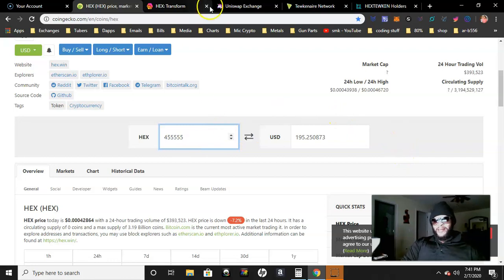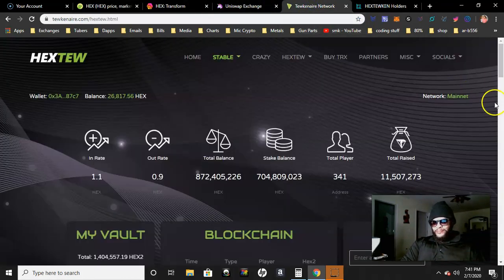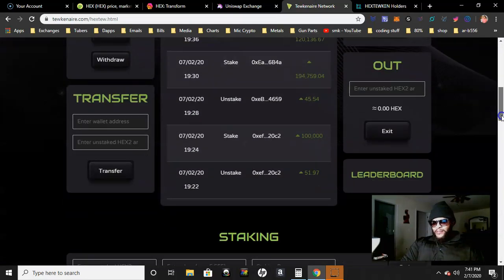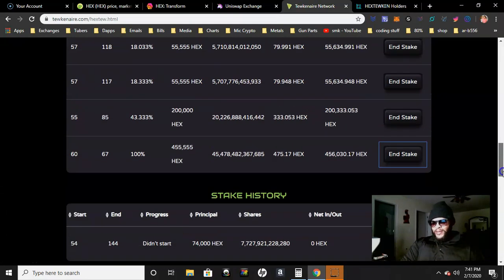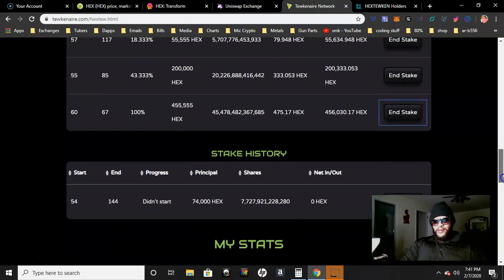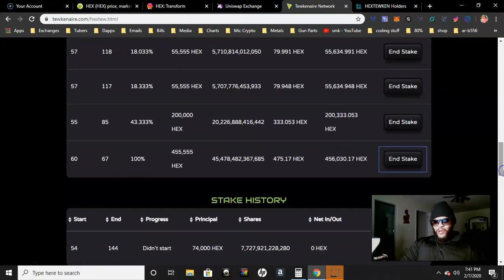Boy, let me go back in here and get this stake going. Damn, I forgot the value of hex. Y'all talking trash about hex? Let me go and stake this. Boy, I'm bull driving.